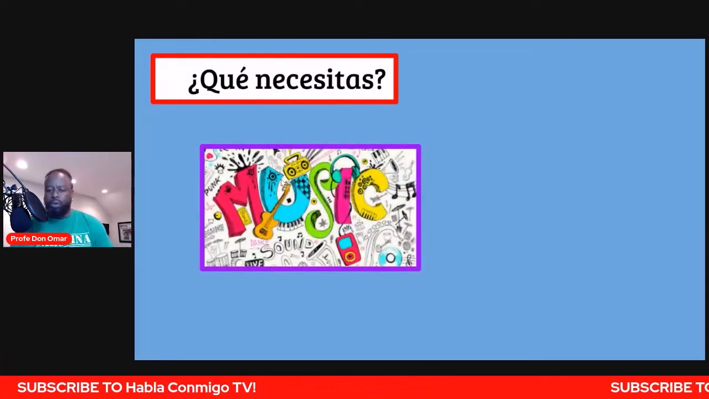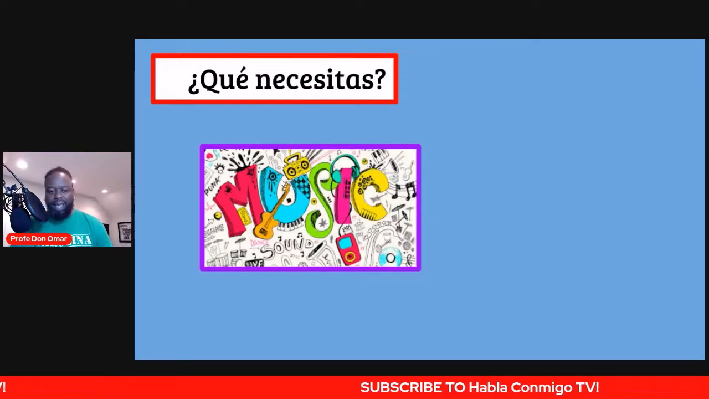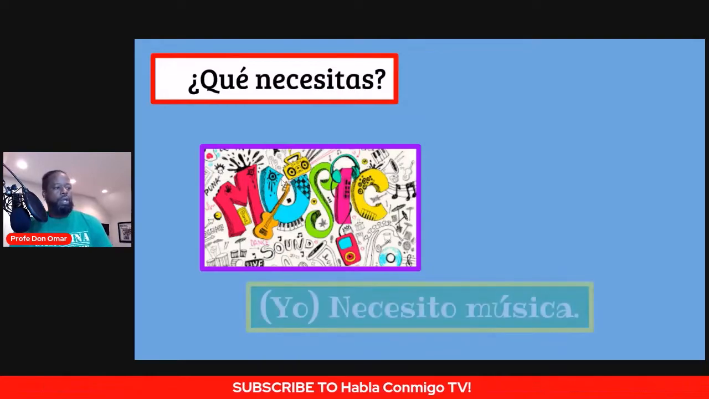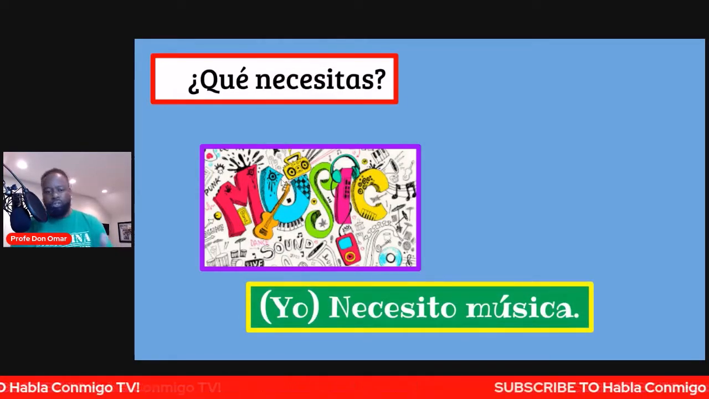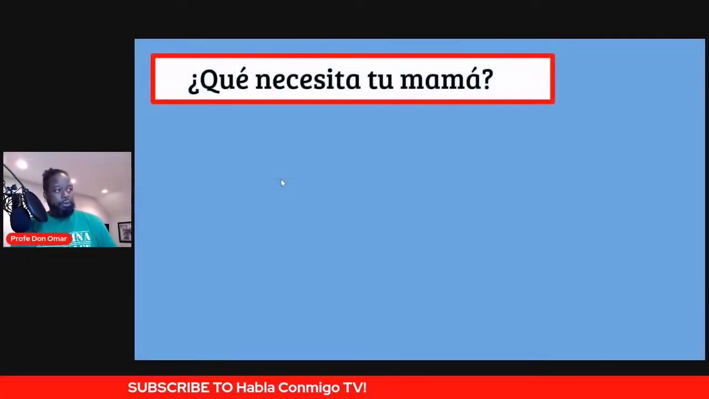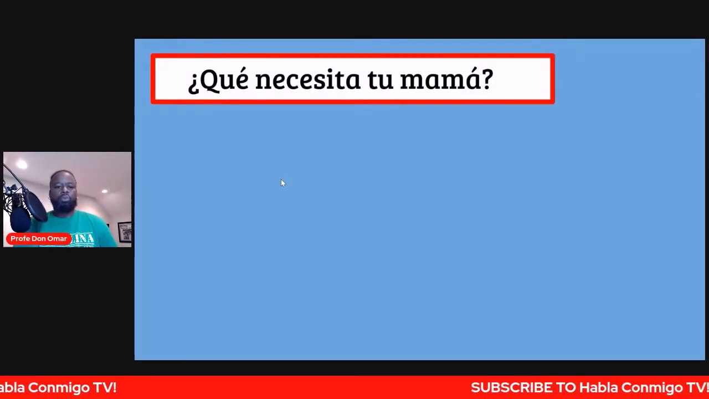Mira, music. El vocabulario de la última clase. This is the vocab from last class, day 7. Y aquí tenemos necesito música. O podemos decir yo necesito música. Y aquí tenemos la pregunta, ¿qué necesita tu mamá?